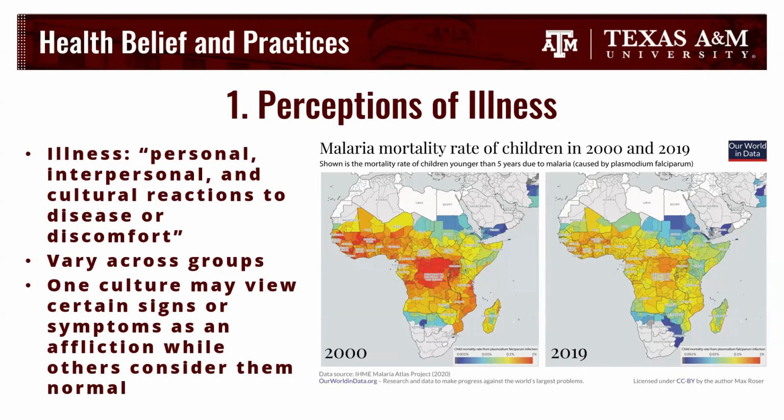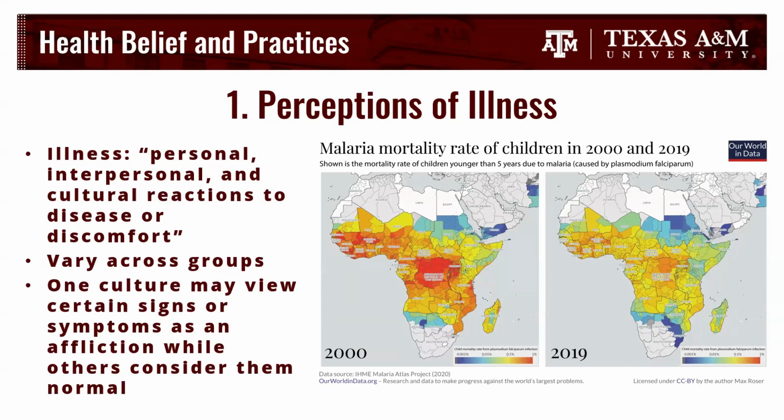But for the purposes of this class, illness is defined as personal, interpersonal, and cultural reactions to disease or discomfort. Based on that definition, you can imagine that culture has a huge background in how an illness is perceived. For example, a certain set of signs or symptoms might be considered normal or more serious depending on where you are. An example from the book is people perhaps not taking malaria as seriously in a certain area of the world because it's considered to be pretty common.